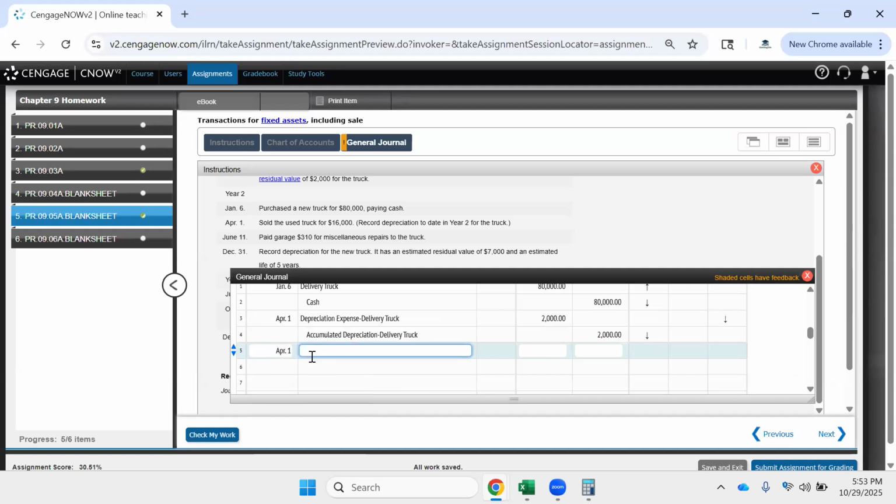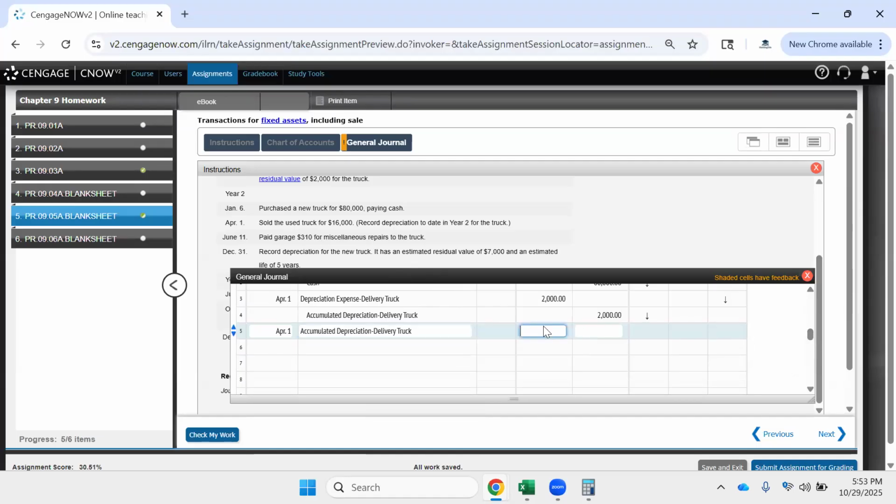Also on April 1st, we have an entry we have to record. Now we have to record the sale. And when we sell the asset, we have to debit the accumulated depreciation because we're reducing that to 0 for this asset. And our total accumulated depreciation is 2,000 plus 16,000, so $18,000. We have to record the debit to cash that we received, and we received 16,000 in cash.